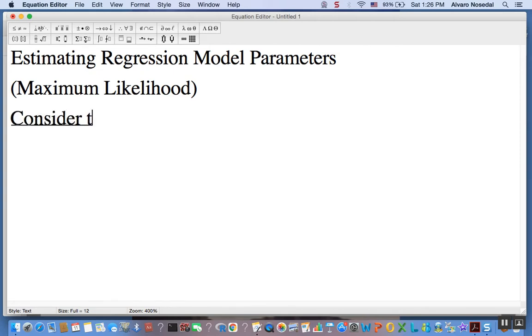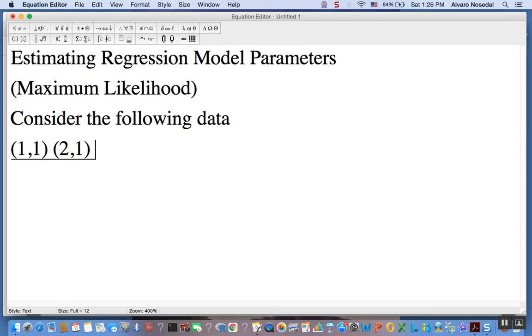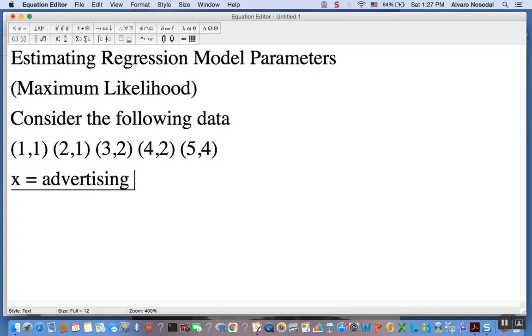So consider the following data. 1,1, 2,1, 3,2, 4,2, and 5,4. Remember, you have seen it before. You have seen that data set before, where x, the first coordinate, represents advertising expenditure. And the second coordinate, y, represents sales revenue.